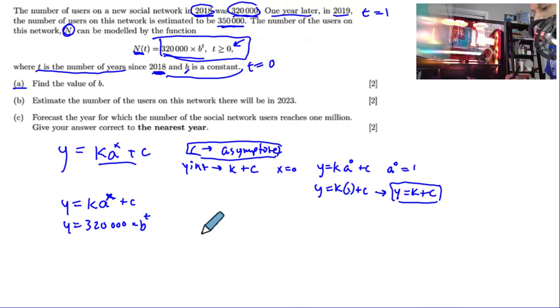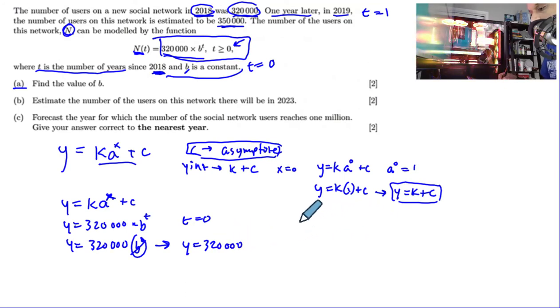And so now at our initial condition, remember, t equals 0. What do we get? We get y equals 320,000 b to the 0 power. And this becomes 1. So we're just left with y equals 320,000. So that's the starting number of users, which means it's also our y-intercept. But we can't find b this way because we plugged in 0 for t.